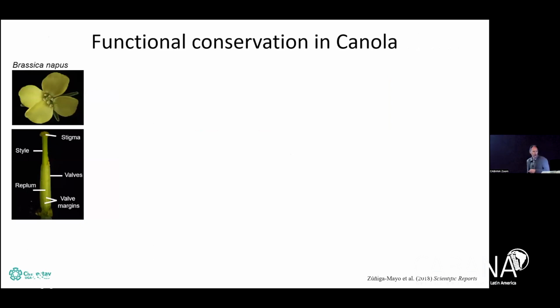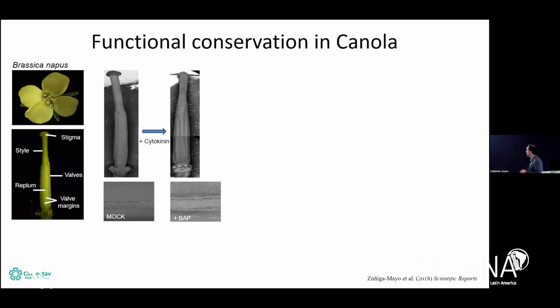So we don't use only Arabidopsis. This is the example of canola that I just mentioned. It has fruits that open very easily. Here we can see this structure that I just mentioned, the replum, that doesn't exist in canola. When you apply cytokinin, it develops this structure again, and these fruits actually open less easily.